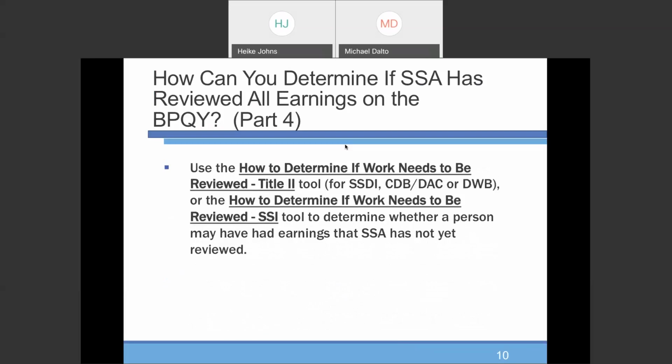So you have a couple of tools available to you to help you determine step by step if work needs to be reviewed by Social Security that has not yet been reviewed. One tool is called How to Determine If Work Needs to Be Reviewed, Title II. The other is called How to Determine If Work Needs to Be Reviewed, SSI.